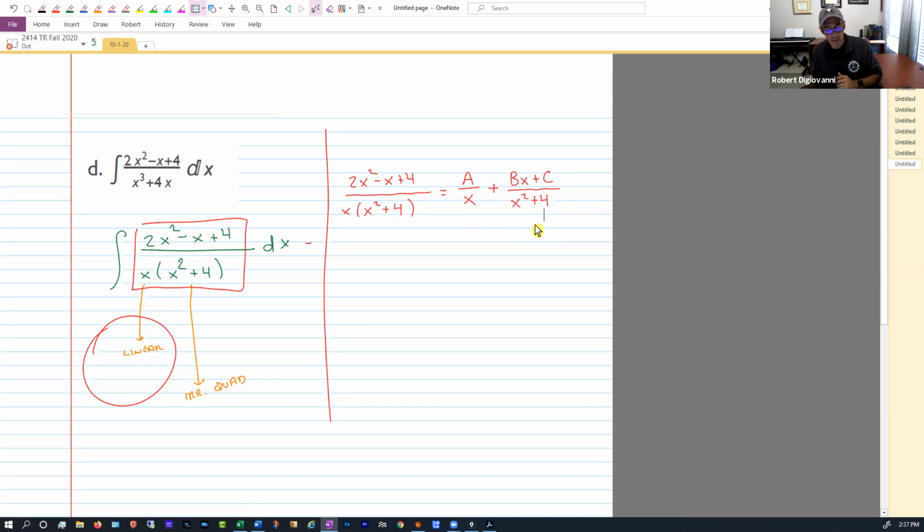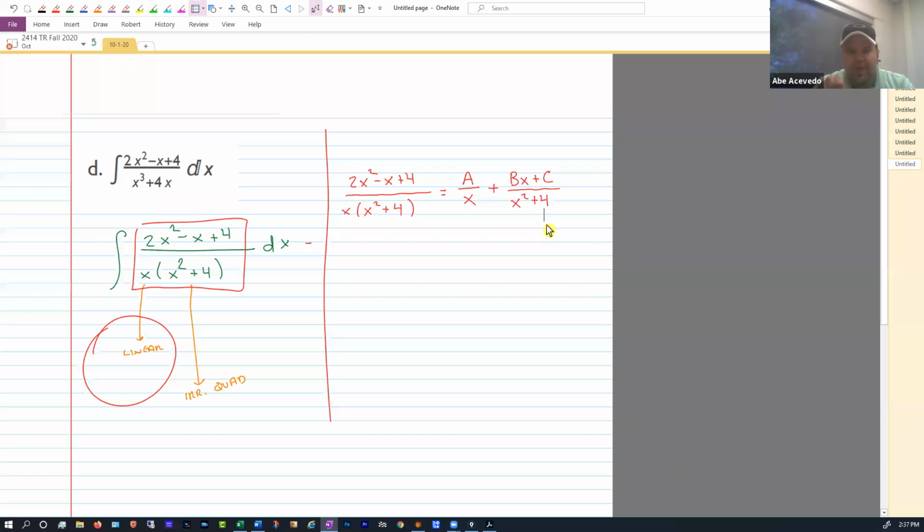Now, if we can figure out A, B, and C, would you agree we have a constant over a linear, which we can integrate? And the second one would be a linear over a quadratic, which we should be able to do. We did that last class. That was the one where I said I do it a different way. If you go see a tutor, that's what this is going to become.